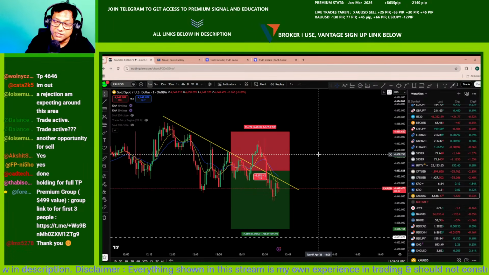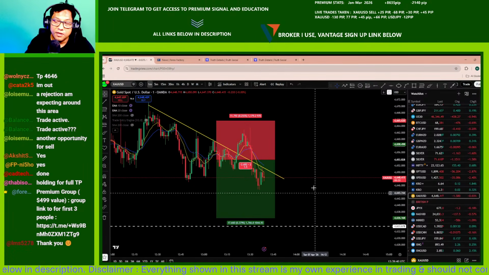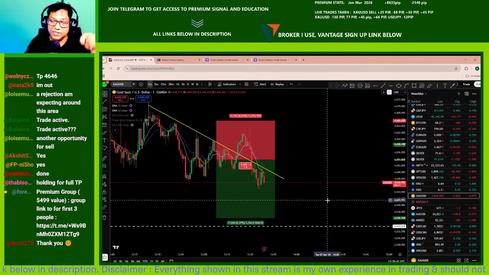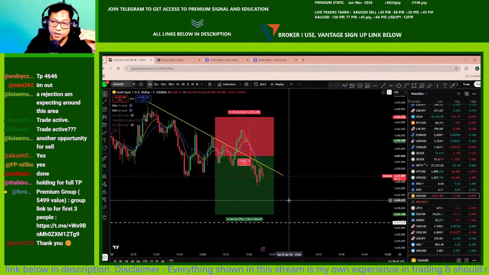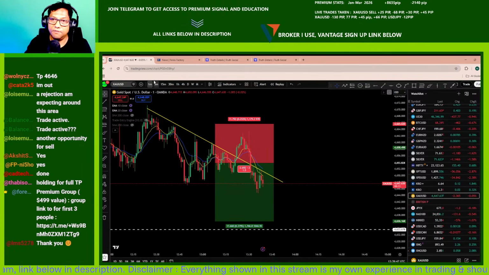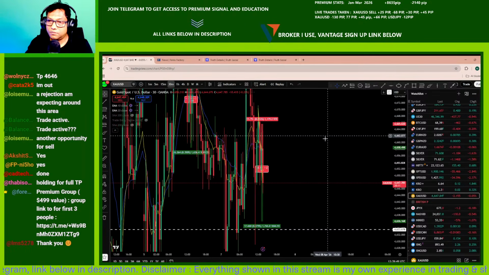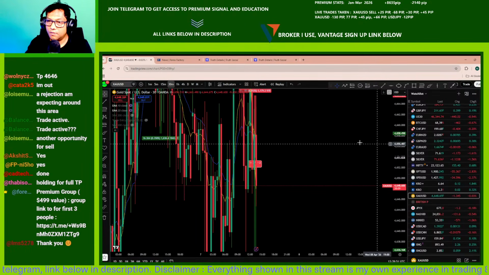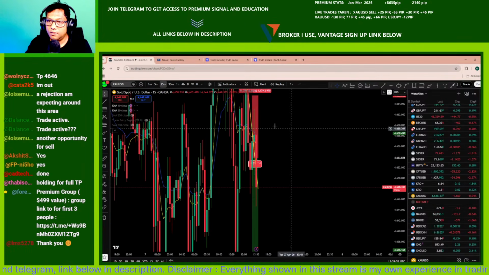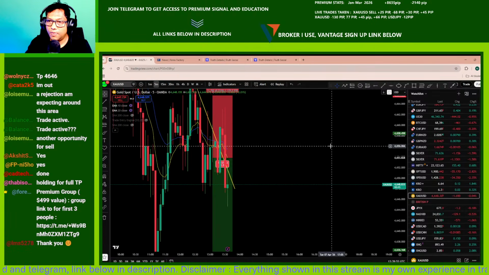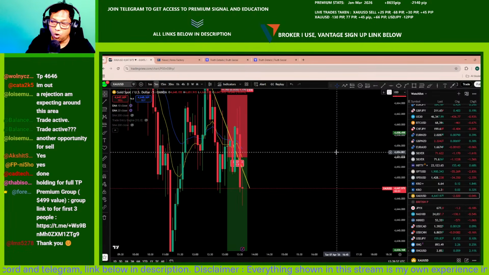Now we see the market is still in a downtrend. The price could potentially come back below here in that area. Here's the move. There you can see there is a long doji.